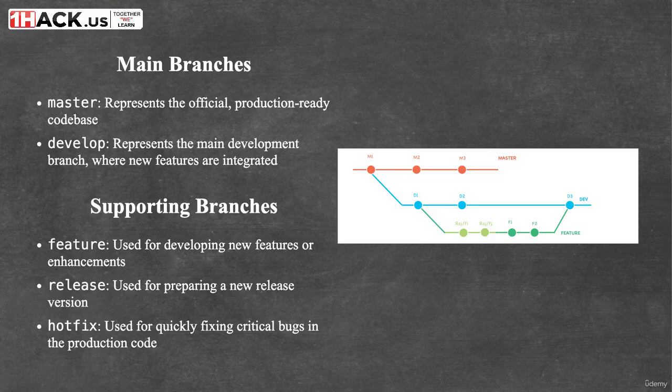These branches are used for developing new features or enhancements. They are typically branched off from the develop branch and merged back into it when the feature is complete. Release. These branches are used for preparing a new release version. They are branched off from the develop branch and merged into both develop and master when the release is ready. Hotfix. These branches are used for quickly fixing critical bugs in the production code, the master branch. They are typically branched off from master and merged back into both master and develop when the fix is complete.